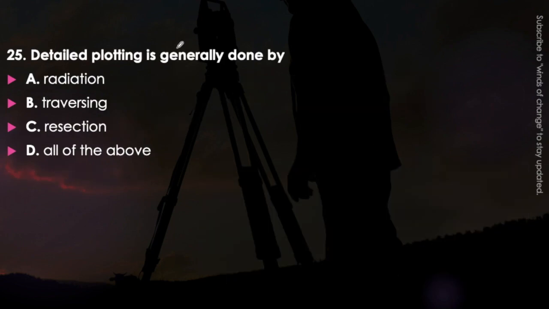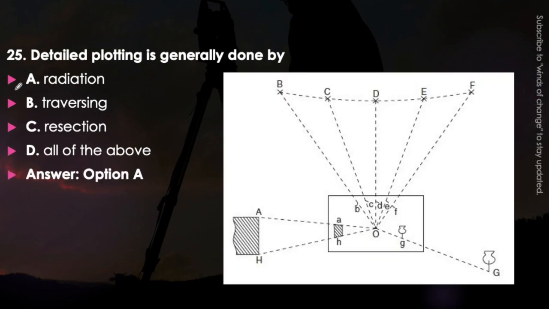Next question. Detailed plotting is generally done by radiation, traversing, resection, or all of the above. Usually we do the detailed plotting by using the method of radiation. Okay, so option A will be the correct answer. We place the plane table at one station and using the method of radiation we find out the detailed plotting. Different geographical features can be marked using the radiation method of plane table surveying.